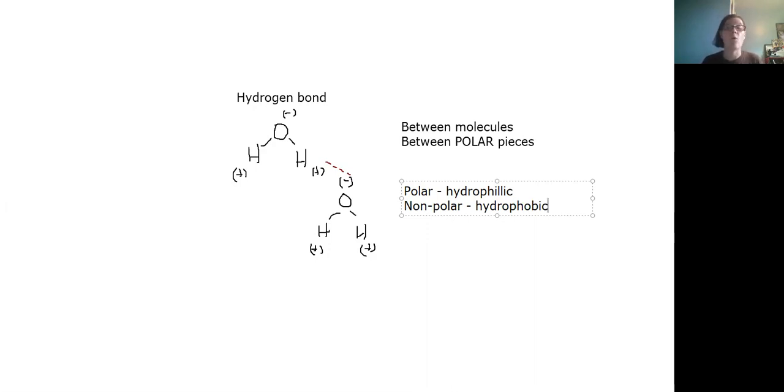So if you think of oils, they are nonpolar. They're hydrophobic. They do not mix well into water. They're also made of long strings of carbon and are nonpolar.